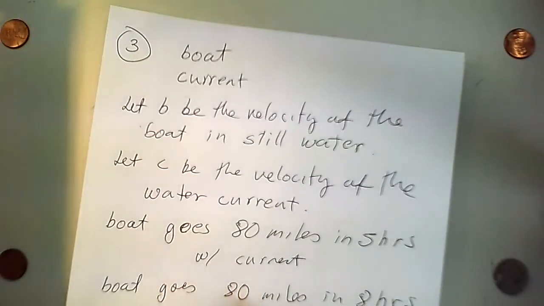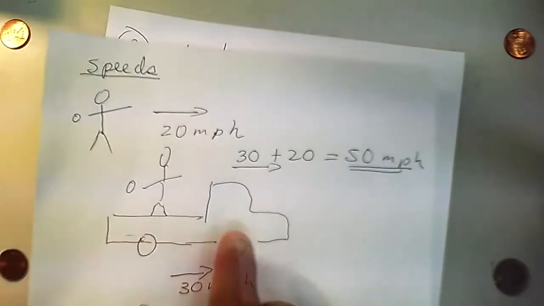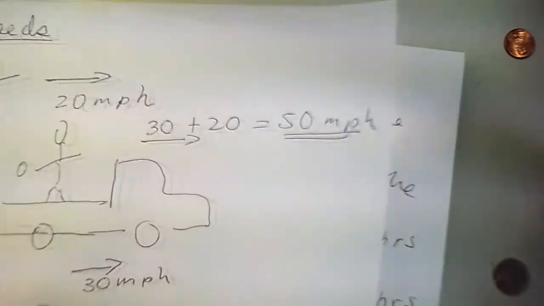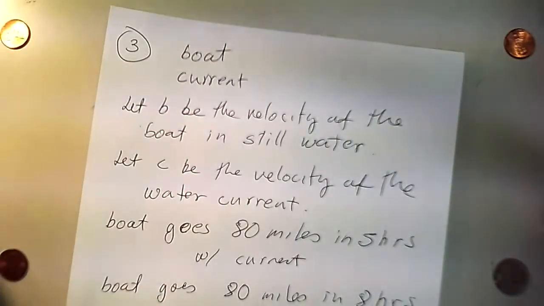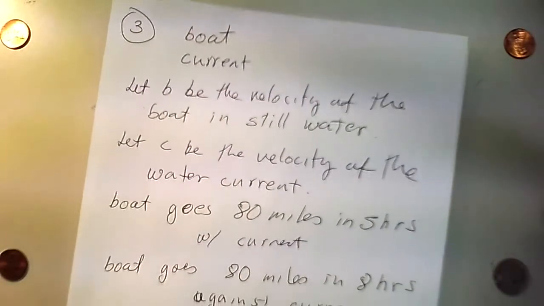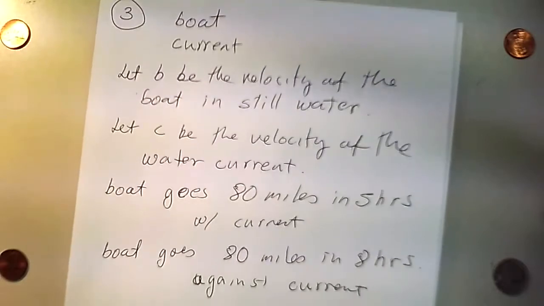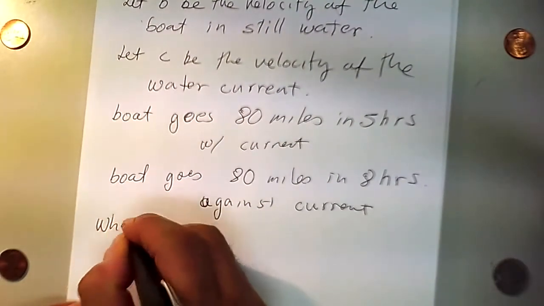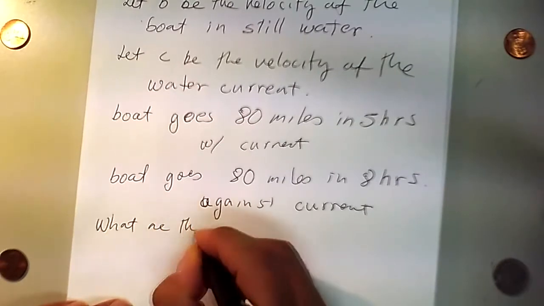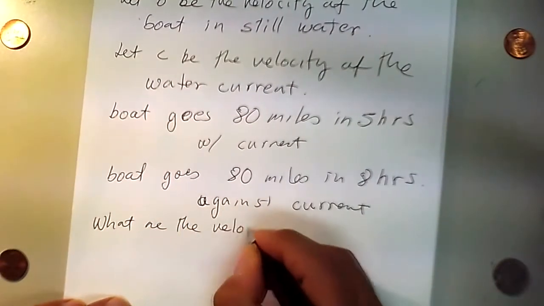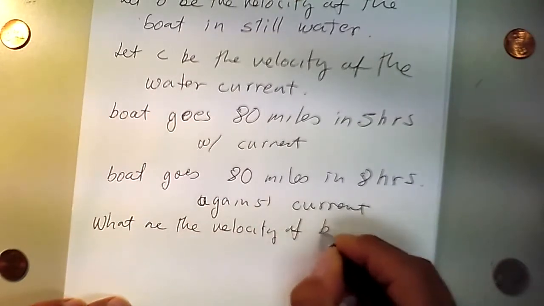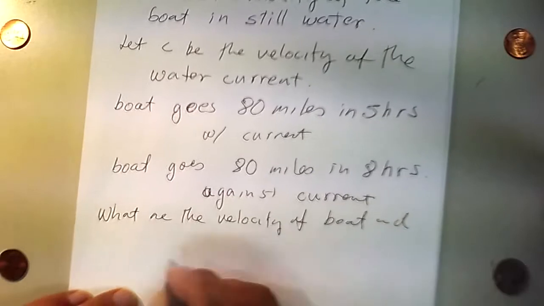So the same thing happens with a current. If the water is moving along and the boat is on the water, then the boat is going that much faster. It is going at the velocity of the current plus the velocity of the boat in still water. So the question we ask is, what are the velocity of the boat and the velocity of the current?